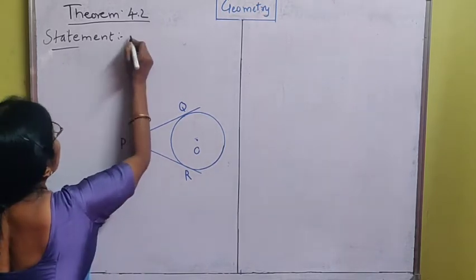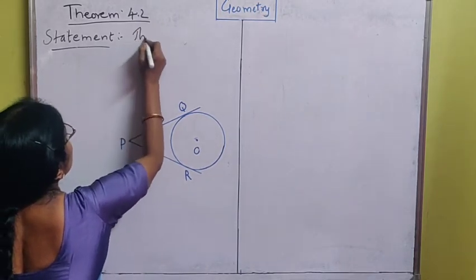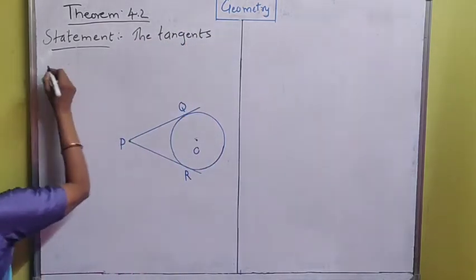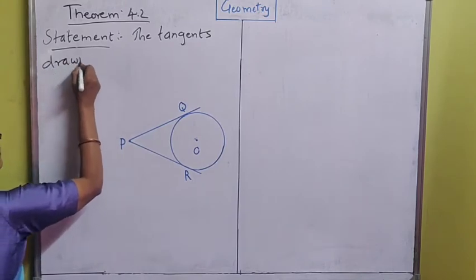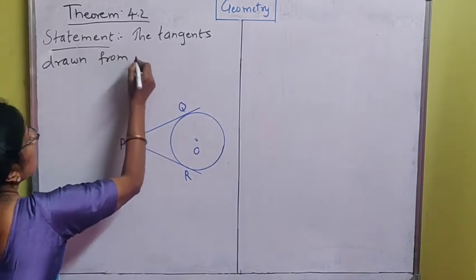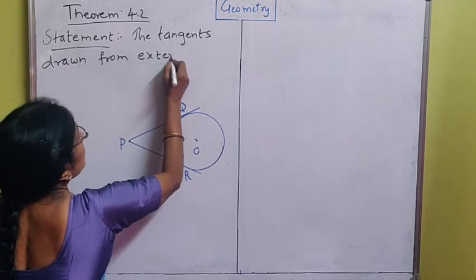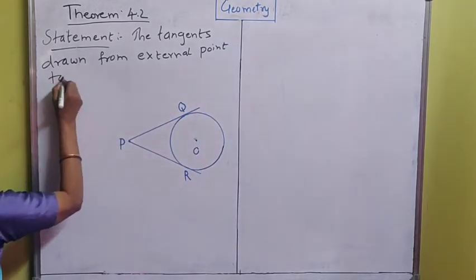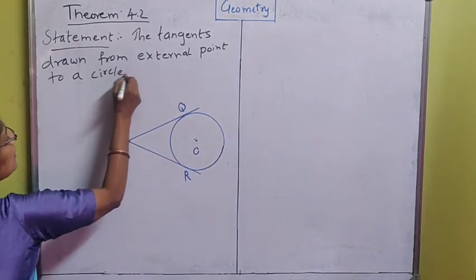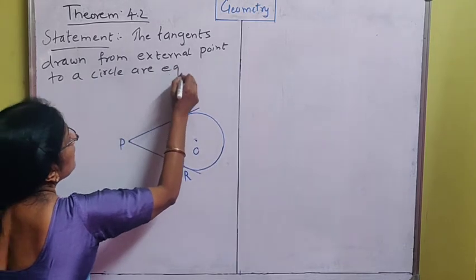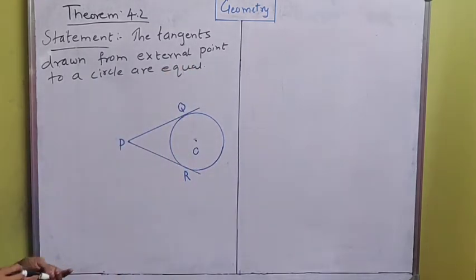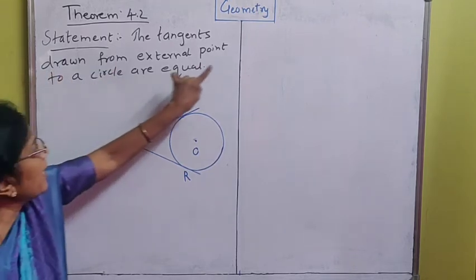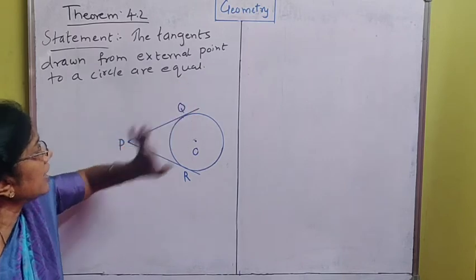So what does the statement say? The tangents drawn from an external point to a circle are equal. So this is the statement. So what does the statement say? The tangents drawn from an external point to a circle are equal.